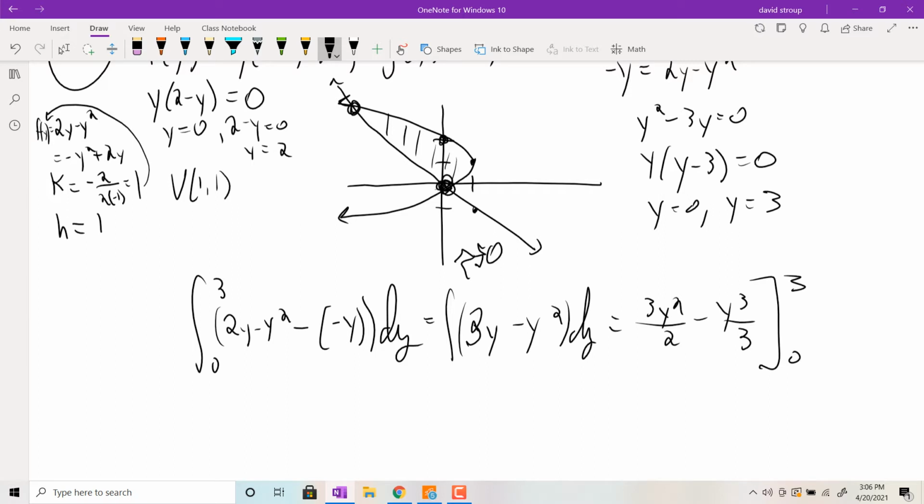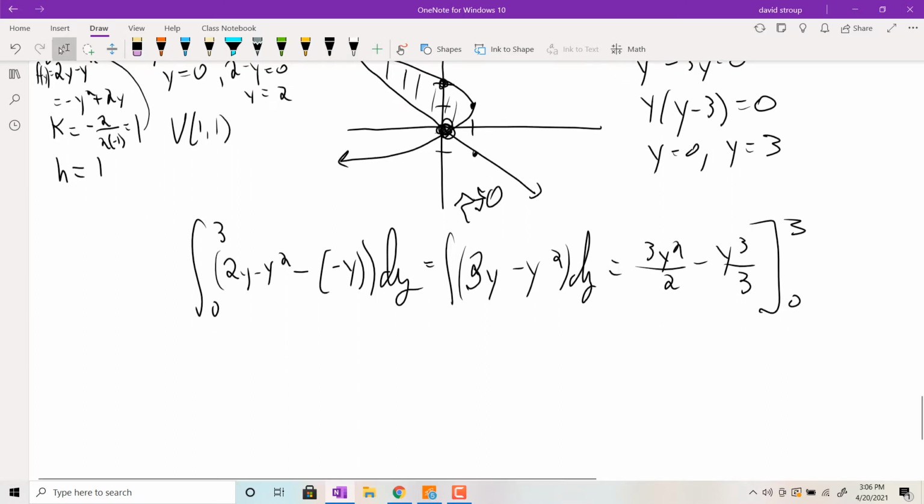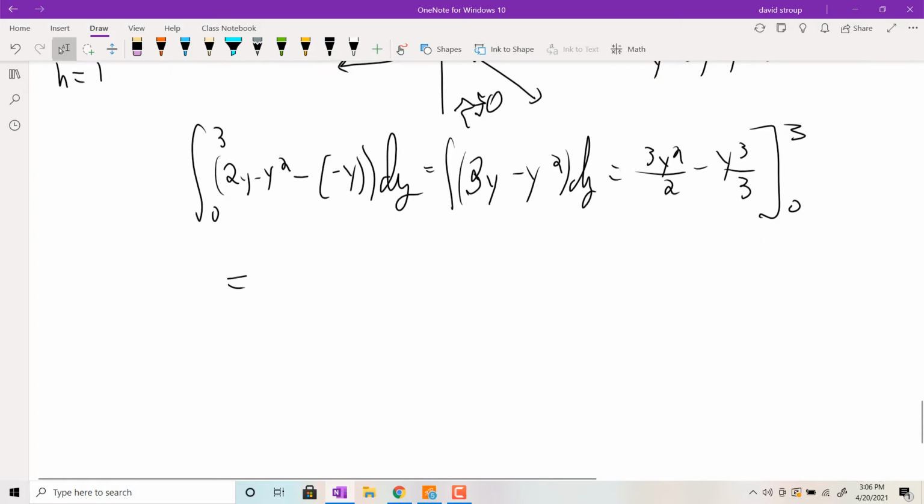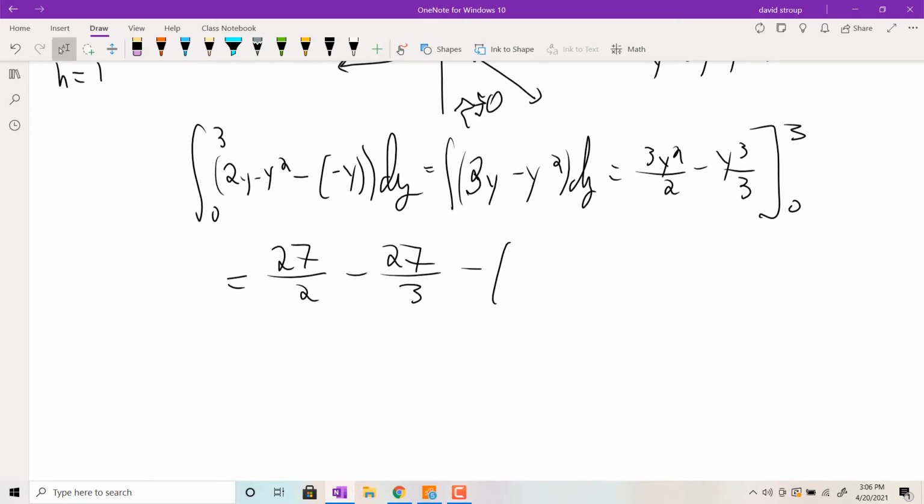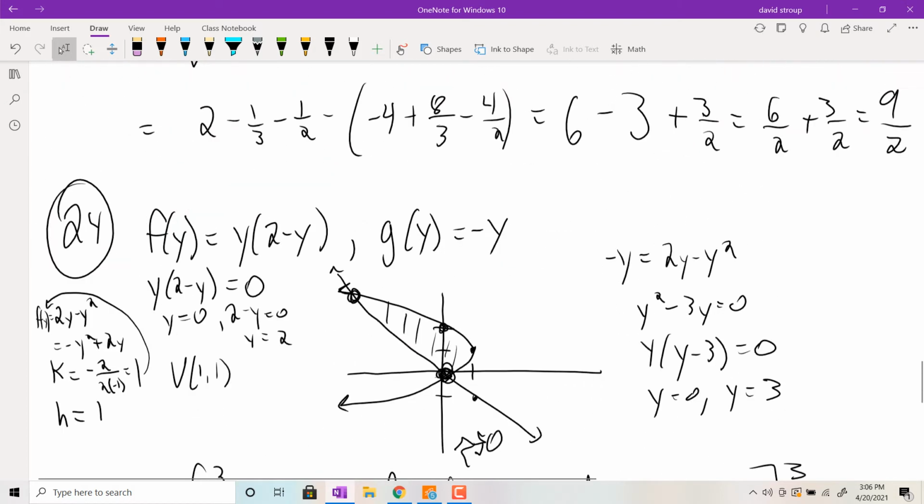And then evaluate the antiderivative. Do the top first, minus the bottom. So 3 times 9 is 27 halves, minus 3 cubed over 3 is 27 thirds, minus plugging in 0, which gives 0 minus 0. Multiply top and bottom of this one by 3, and this one by 2. 81 sixths minus 54 sixths gives you 27 over 6. Divide top and bottom by 3, and lo and behold, you get 9 halves again.